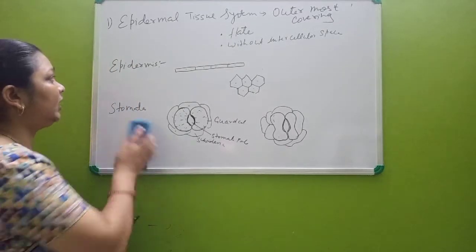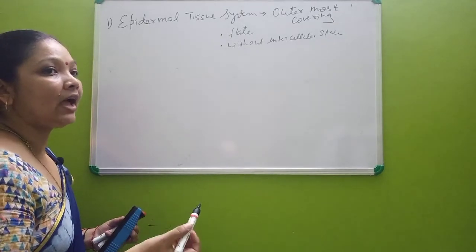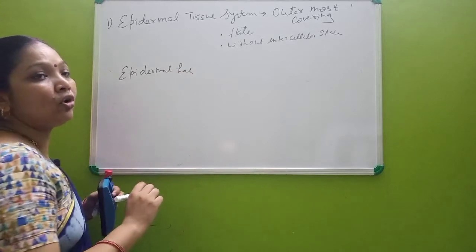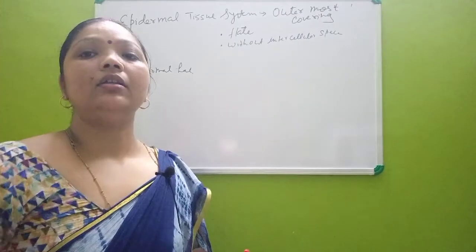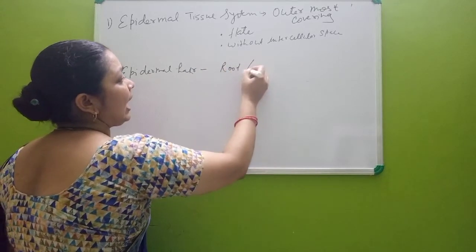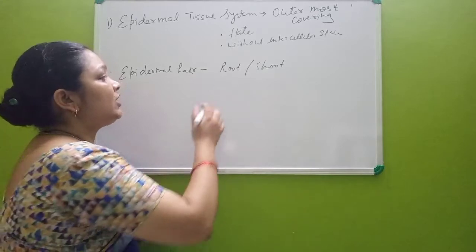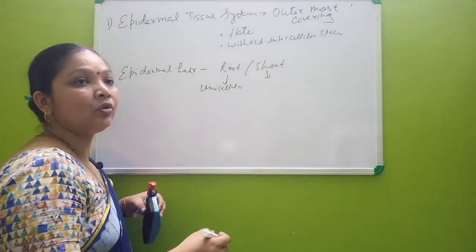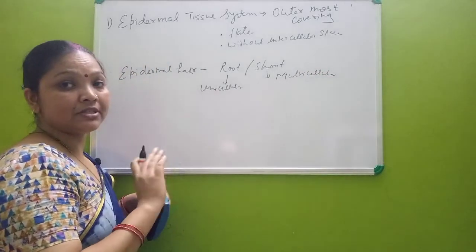Now the third thing present in our epidermal tissue system is called epidermal hair, or you can say the outgrowths that are present in the epidermis. Now this epidermal hair can be present in root as well as in shoot. Generally when it is present in root, it is unicellular, whereas in shoot, they may be multicellular. This is the difference between the hair present in root and shoot.